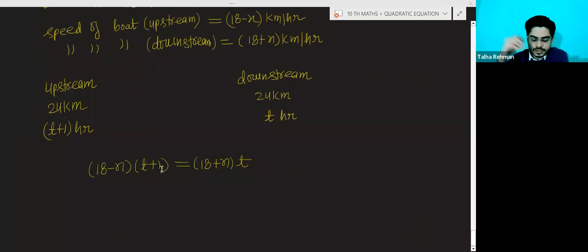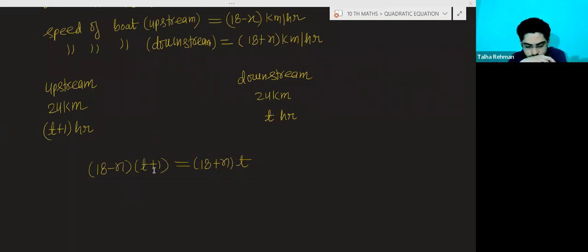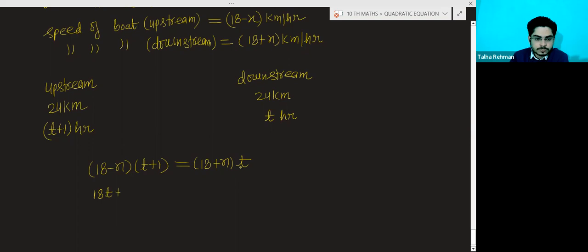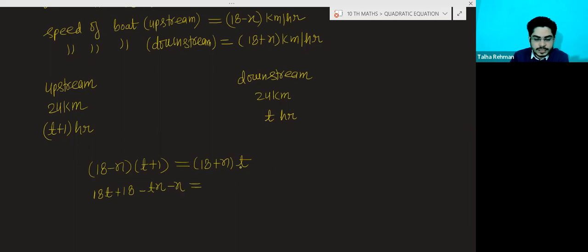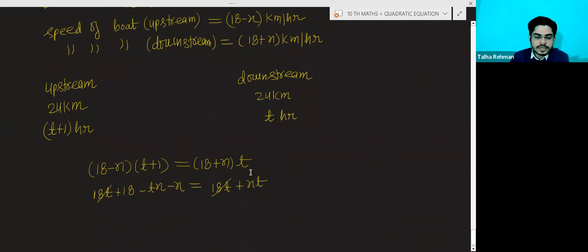Okay, so after that, what we will do? We will just solve it. Multiply this with this and this with this. You will get 18t plus 18 minus tx minus x is equal to 18t plus this is xt, or tx. So 18t and 18t will be cancelled out.